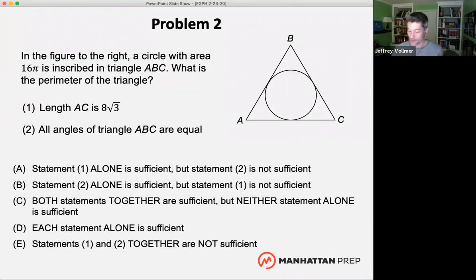All right, so this is a data sufficiency problem. I want to give you 2 minutes to solve this one, and hold on to your answer choices when you've got it figured out.